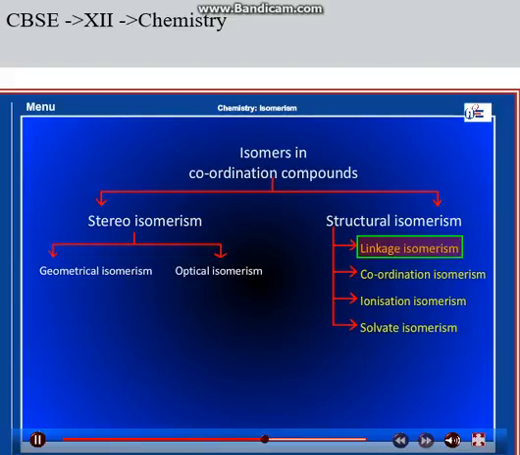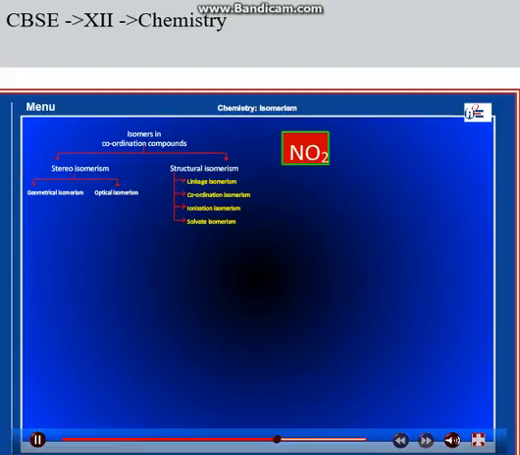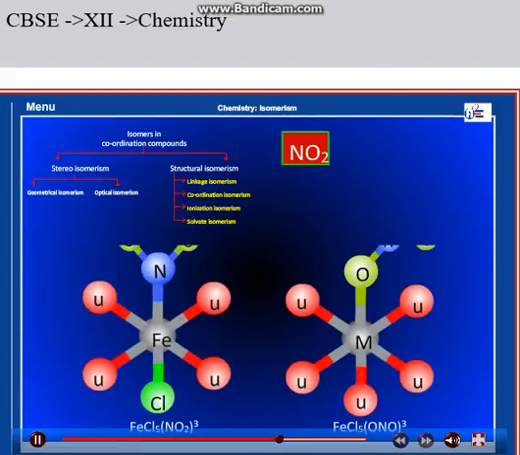Linkage isomerism occurs with ambidentate ligands, which can bind in more than one place. For example, NO2 is an ambidentate ligand. It can bind to a metal at either the N atom or an O atom.